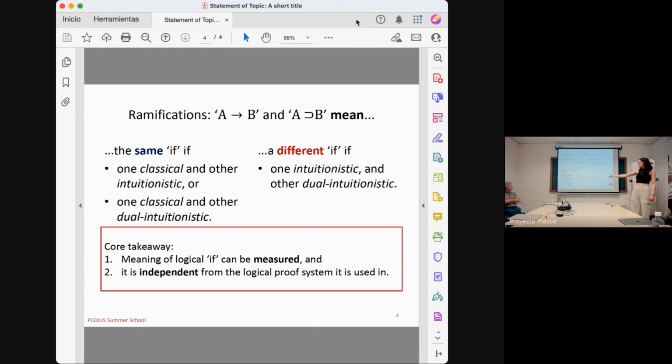So, the core takeaway is we can measure our if, and we can measure it independently from the proof system that it's used in. And out of that, you get a bunch of natural applications, things like you get a form of logical pluralism for free that is in the tradition of Paoli and Diche for the more philosophically minded people. You get this kind of notion of measurement. You get the calculus independence. And you also get a bunch of interesting results that seem to align very neatly with the way we think about things. Let me maybe try to show you a few results to make this a bit clearer, if we've got the time. I think we do.